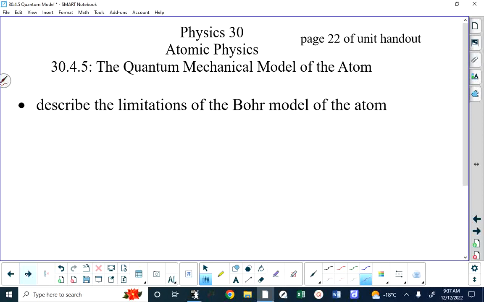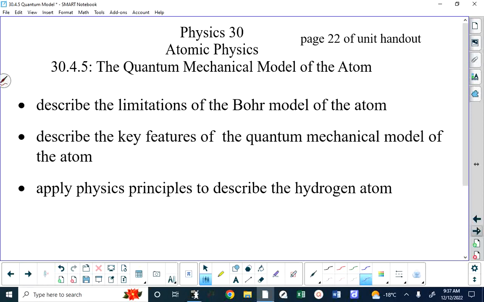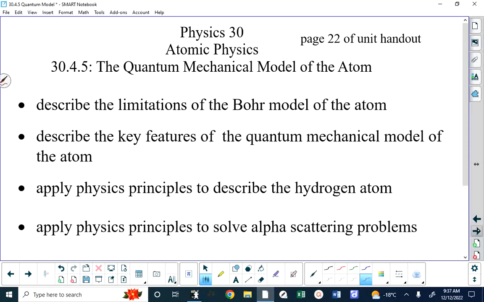But there are limitations to Bohr's model of the atom. We're also going to be looking at the key features of the quantum model of the atom. And then, as I said, we're going to be looking at applying physics principles to the hydrogen atom and also solving alpha scattering problems using physics principles. These are three totally different things. The quantum model of the atom is one kind of lesson today, and then we also have to look at these other two things at the bottom of the screen.